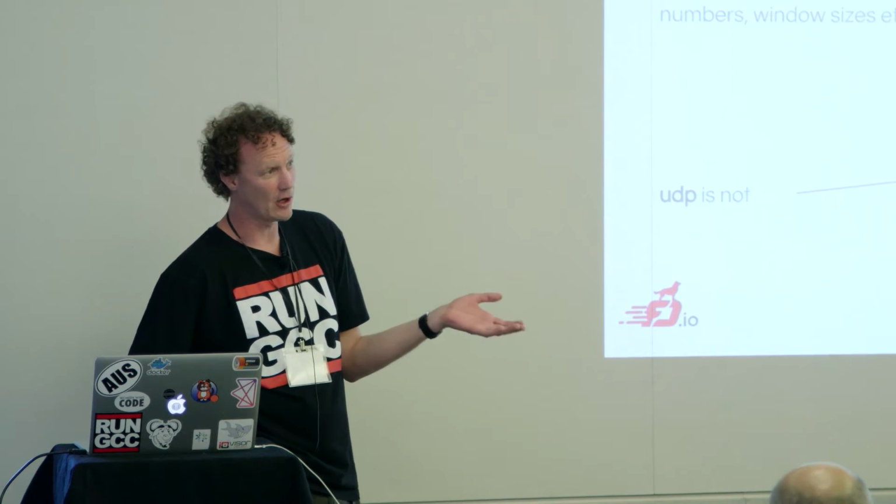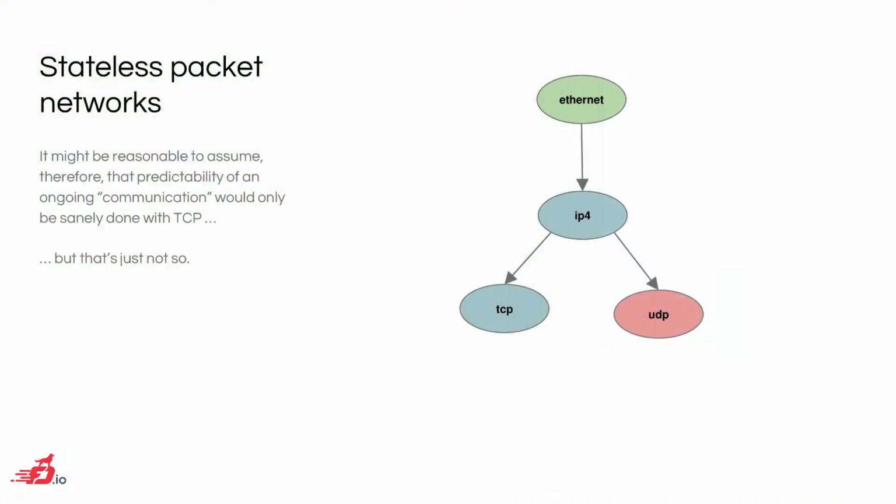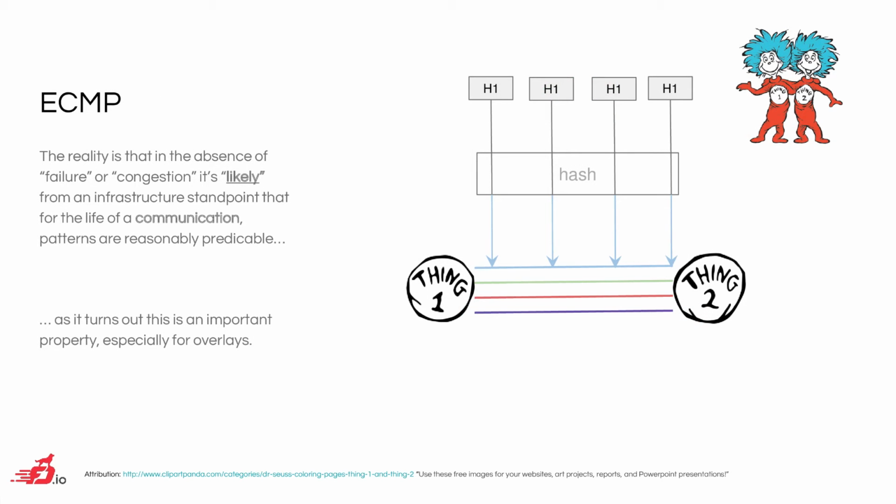But UDP is not. So it might be reasonable to assume if you have some communication, if I want to communicate with you, if I'm a workload, whether I be an app, a container, a VM, and I have something very important to send, that I should use TCP. And it's the only reliable way to do so. But that's just not so. Right? And here's the example that I tend to use is ECMP.